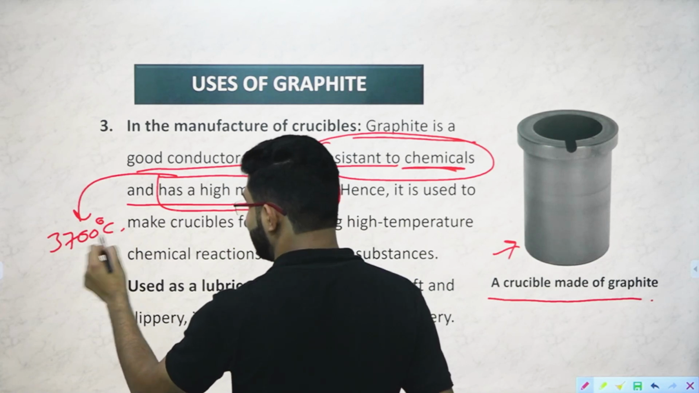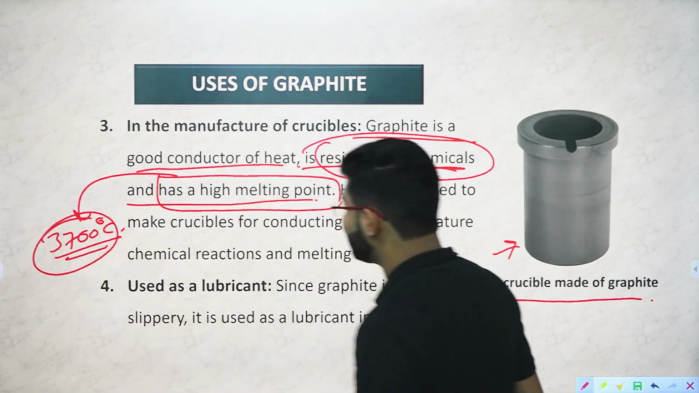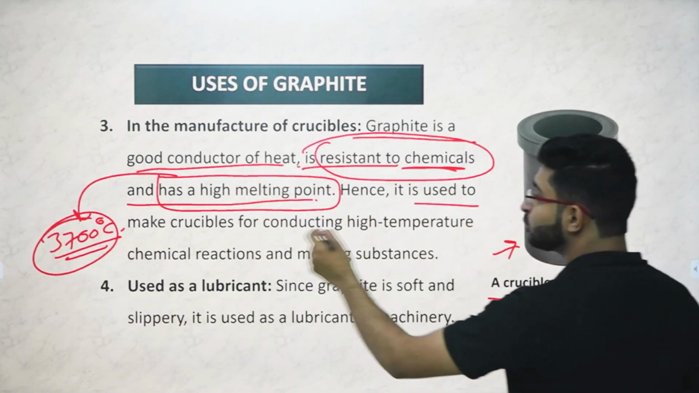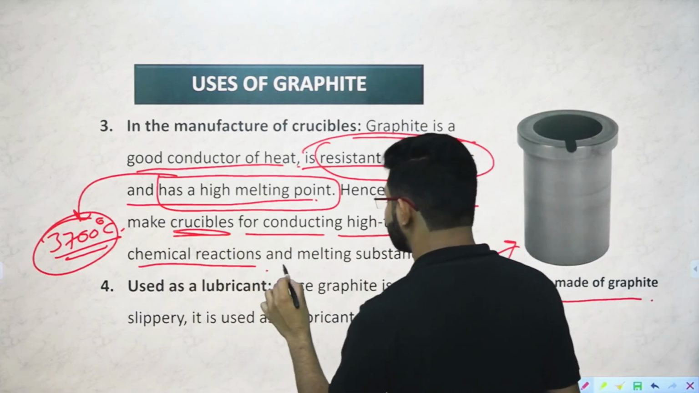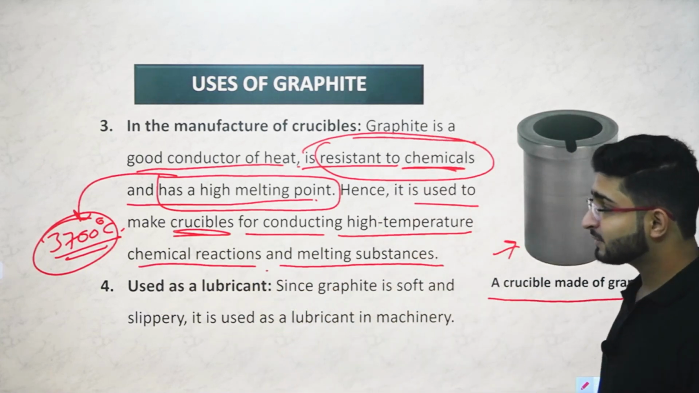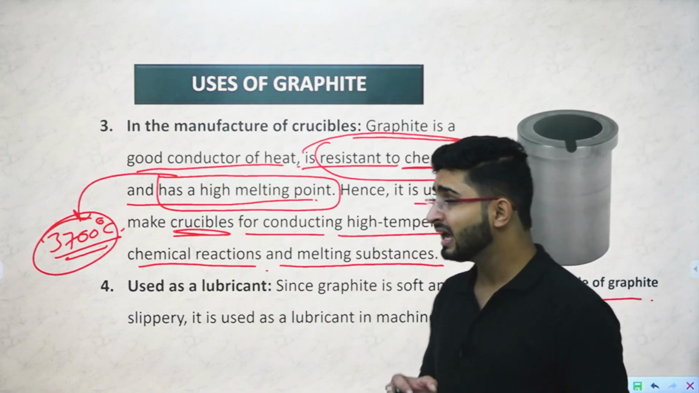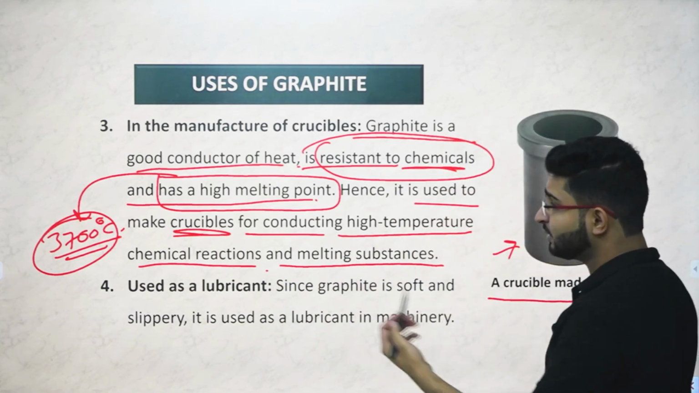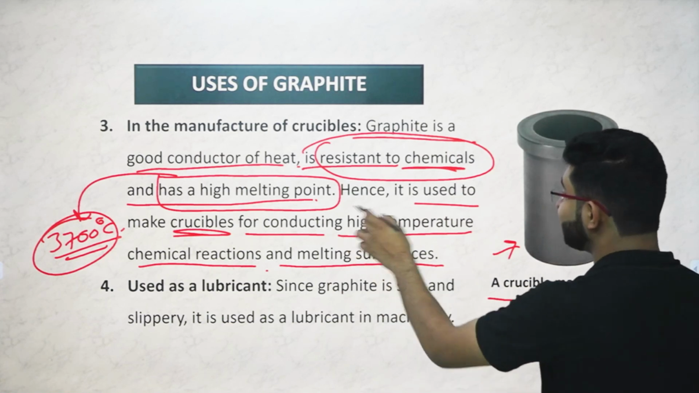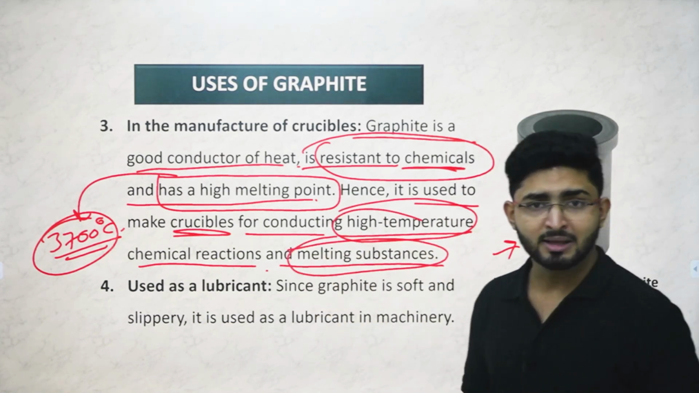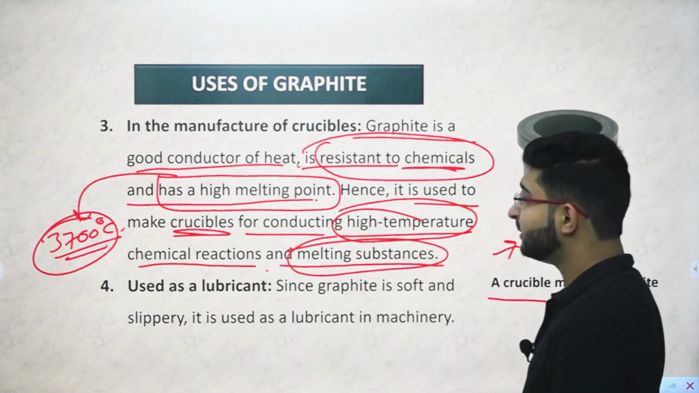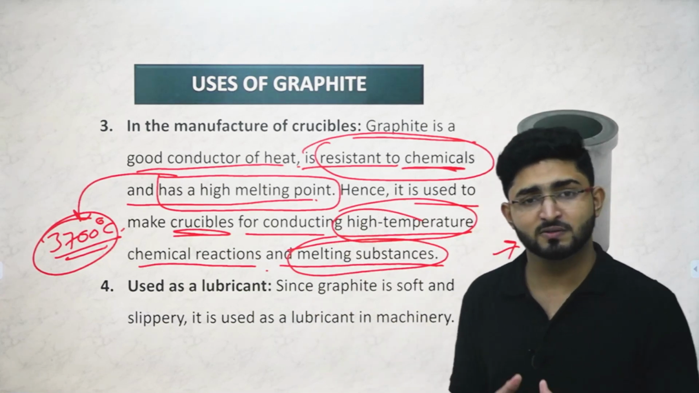3700 degrees Celsius. And because of all these properties, it is used to make crucibles for conducting high temperature chemical reactions and melting substances. That's why it is used for making crucibles in which chemical reactions are conducted at high temperature, and for melting substances. Because of all these properties, we can use it in the manufacture of crucibles.